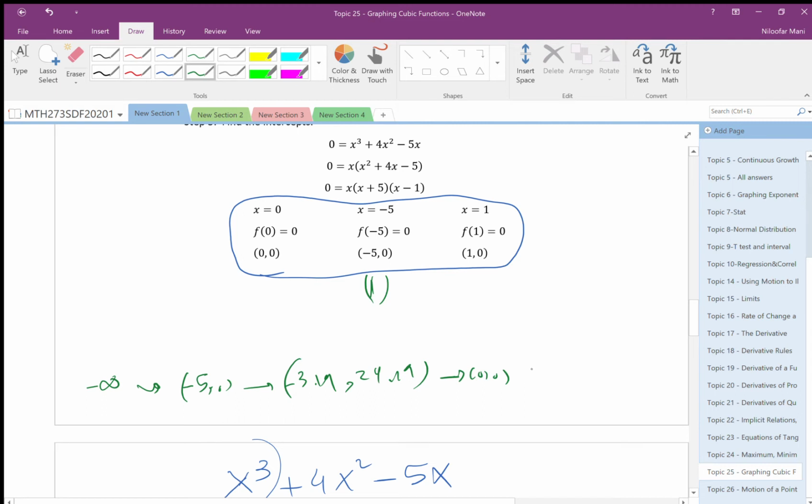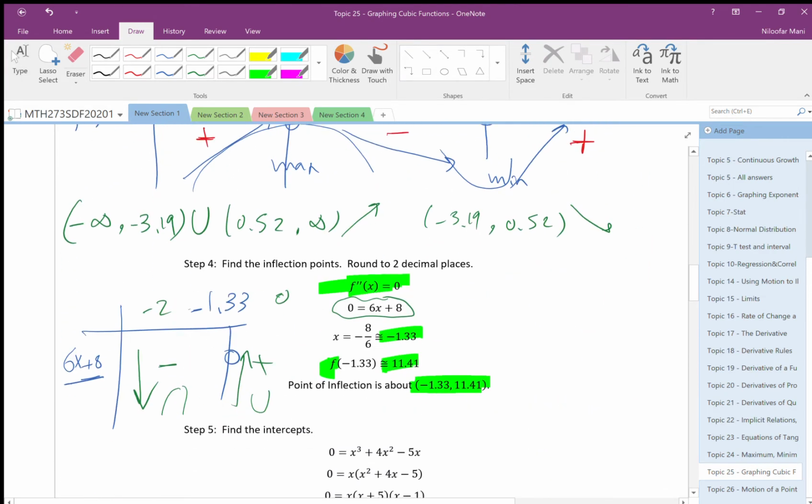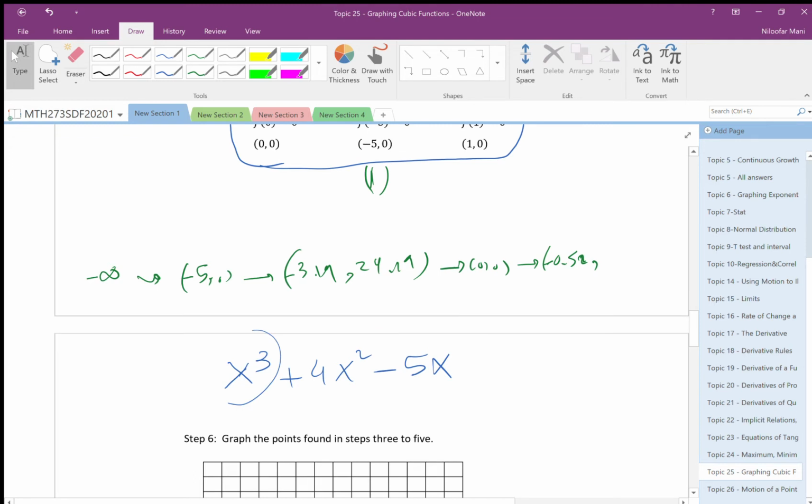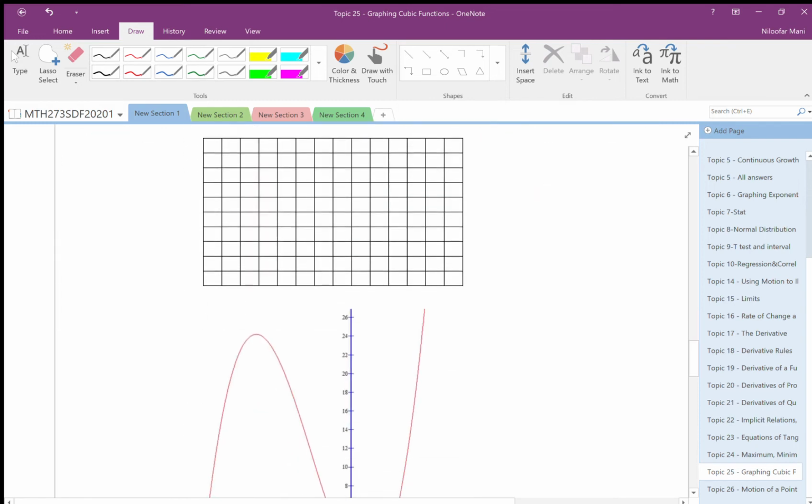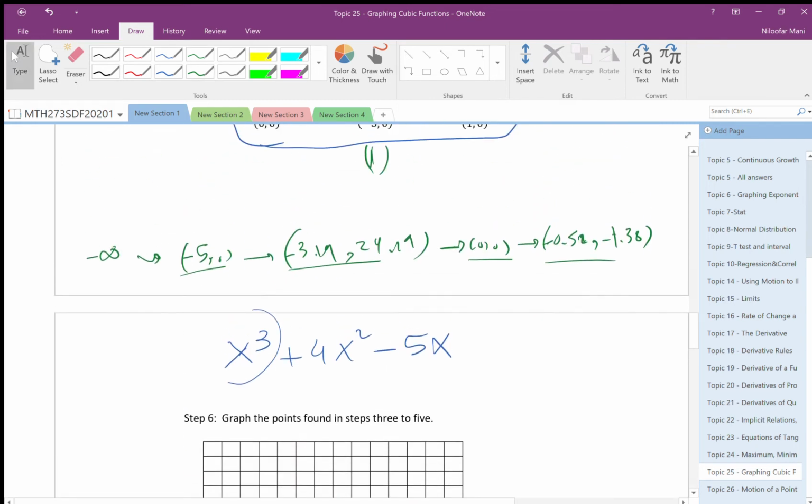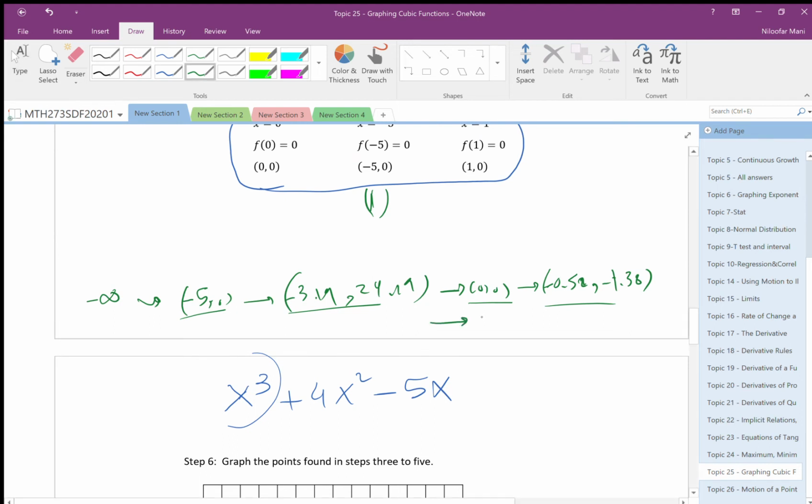Then again I go down to minus 0.52, which is the minimum, minus 0.52 and minus 1.38. Okay, I go down to that, right? So I can start from here, I go to the y-intercept, and then I go to the maximum, and then I come to this, and then I come to this. So I can see all of them here. Okay, and then again I go to 1 and 0.